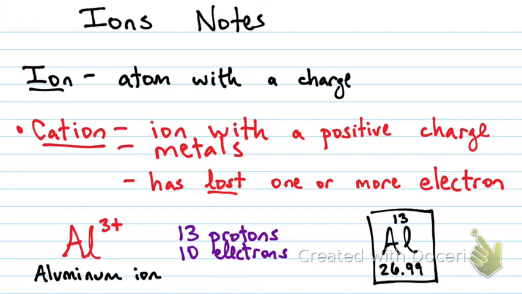So for example, aluminum is a metal because it's to the left of that staircase on the periodic table. And aluminum is atomic number 13, so it has 13 protons, and it got a positive charge because it lost 3 electrons. So whenever we see that little plus sign, that reminds us that it actually lost electrons, and the 3 tells us how many it lost. So aluminum lost 3 electrons, that's why it only has 10 left.